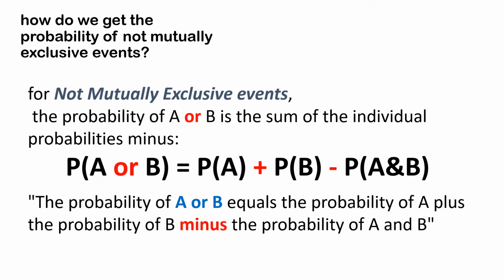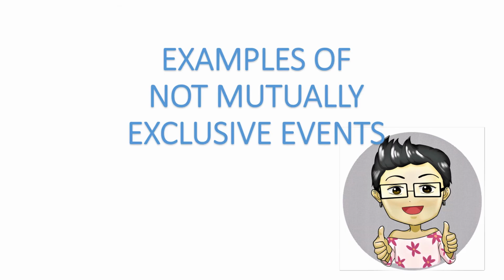How do we get the probability of not mutually exclusive events? So for not mutually exclusive events, the probability of A or B is the sum of the individual probabilities minus the probability of A and B. So sa part na to, tatanggalin natin yung common doon sa dalawang probability. So you can write them down on a scratch of paper, tapos bilangin nyo ilan yung common elements, yun yung ima-minus nyo.